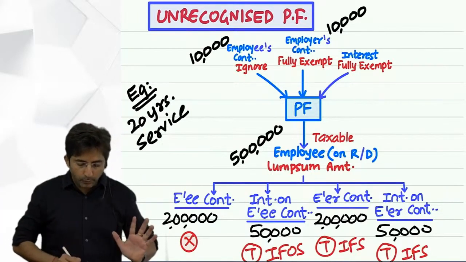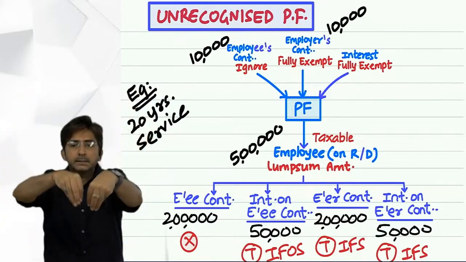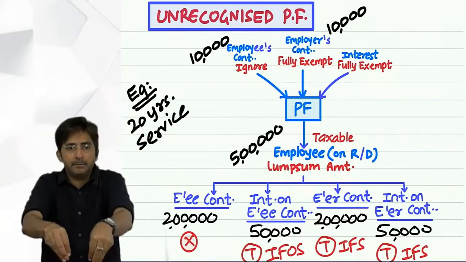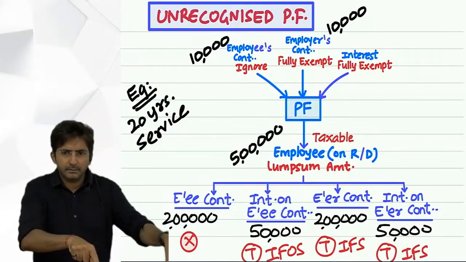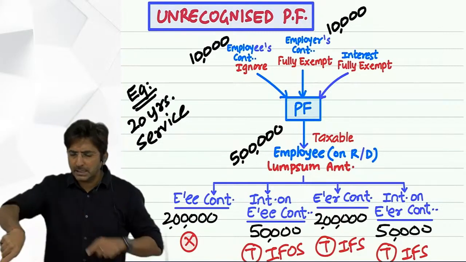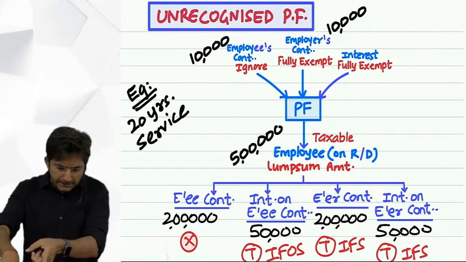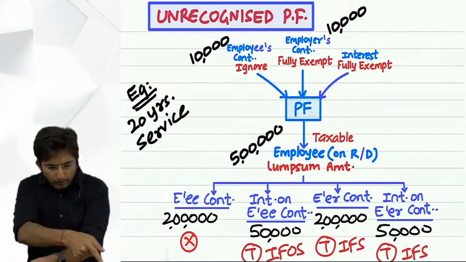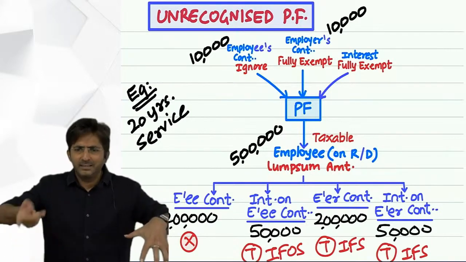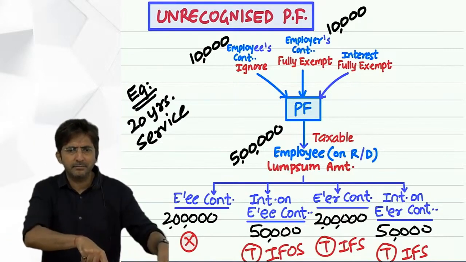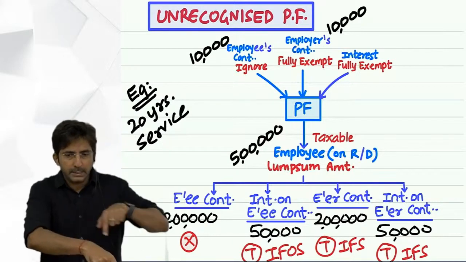So see, the conclusion is what you know. Look, in unrecognized provident fund, when money is accumulated, it's fully exempt. But at the end, when you get the lump sum amount, it has four parts. What are these four parts? Employee's contribution, ignore. Interest, income from other sources. Employer's contribution, interest, income from salary. I am drawing the chart. The four parts are employee's contribution, interest on that, employer's contribution, and interest on that.